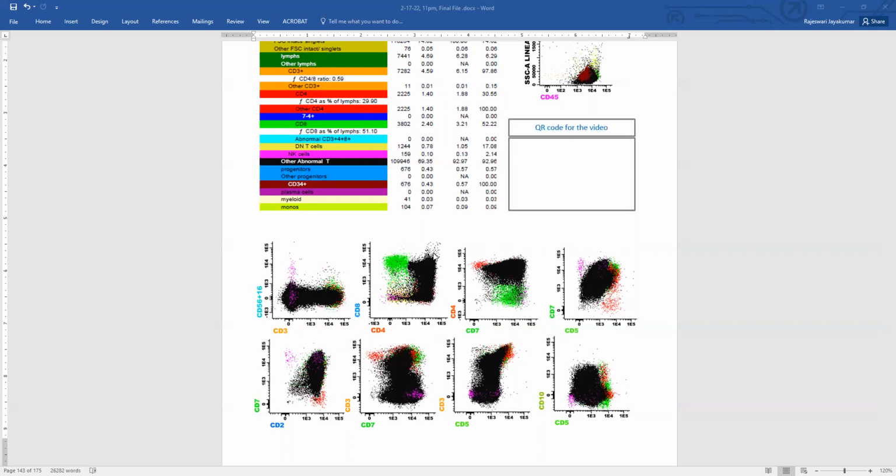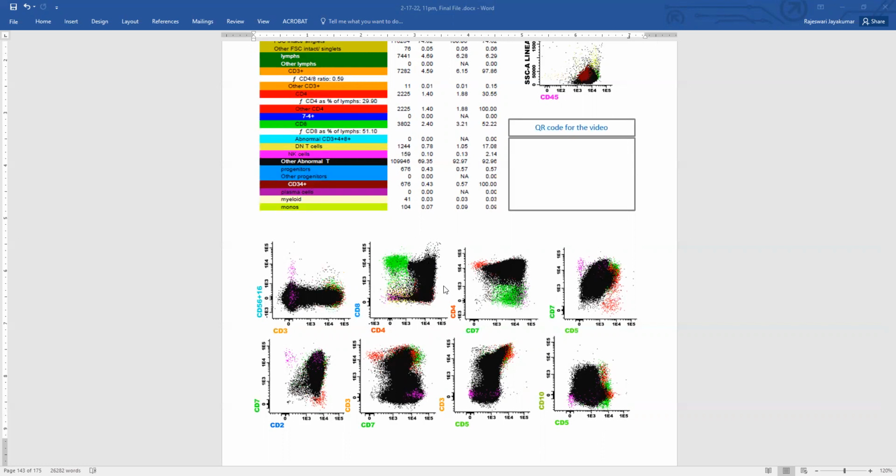So this is a typical plot of what you will see in a normal maturation. So you have a population here that is CD4 and 8 positive, and then it is maturing towards CD8 in one direction and CD4 in the other direction. So it's a dynamic population.